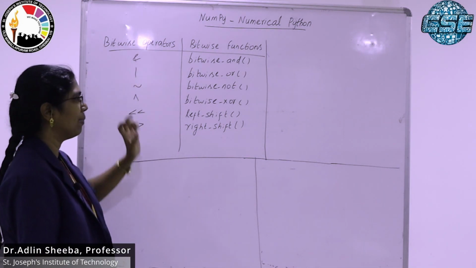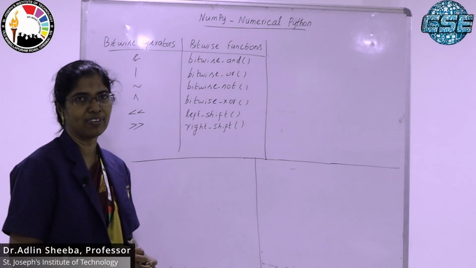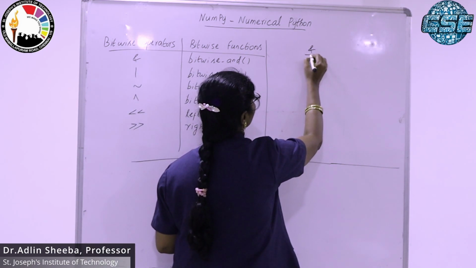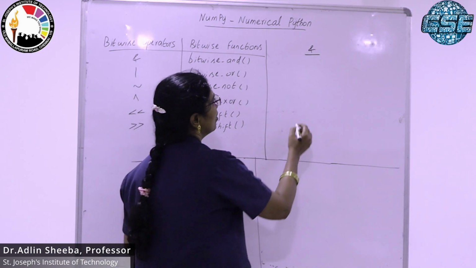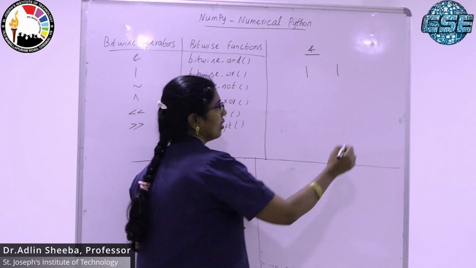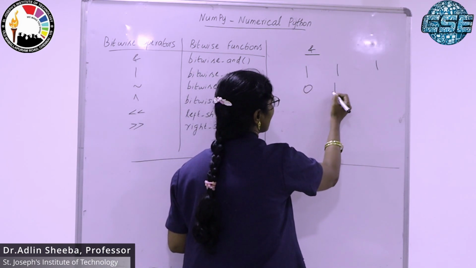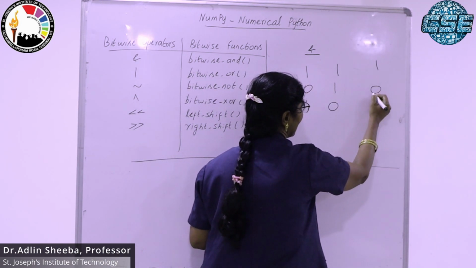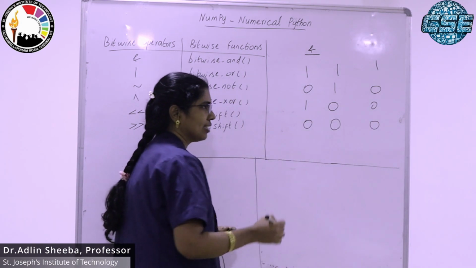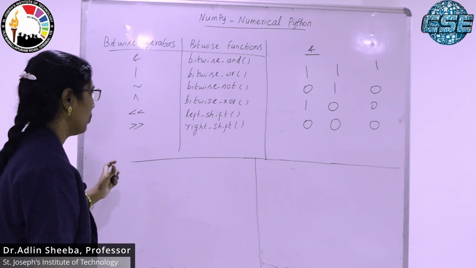The first one is bitwise AND. First let us see the truth table for bitwise AND. If both values are 1, the result is 1. If one of the values is 0, the result is 0. And if both values are 0, then also the result is 0. Based on this, we are going to do the program.